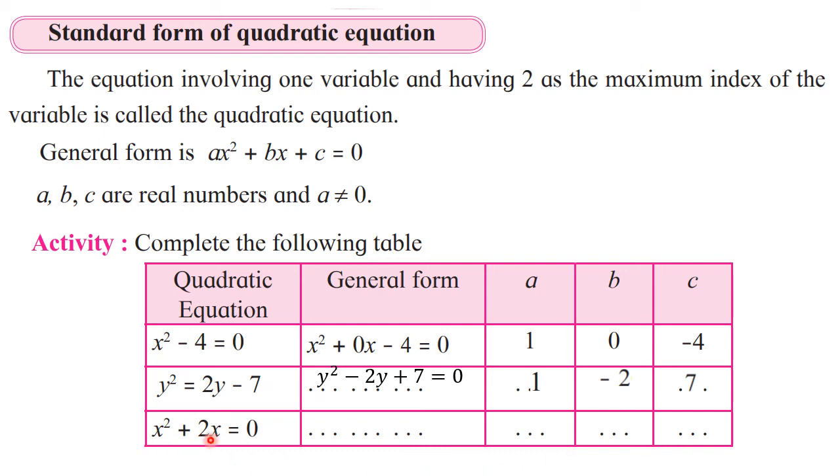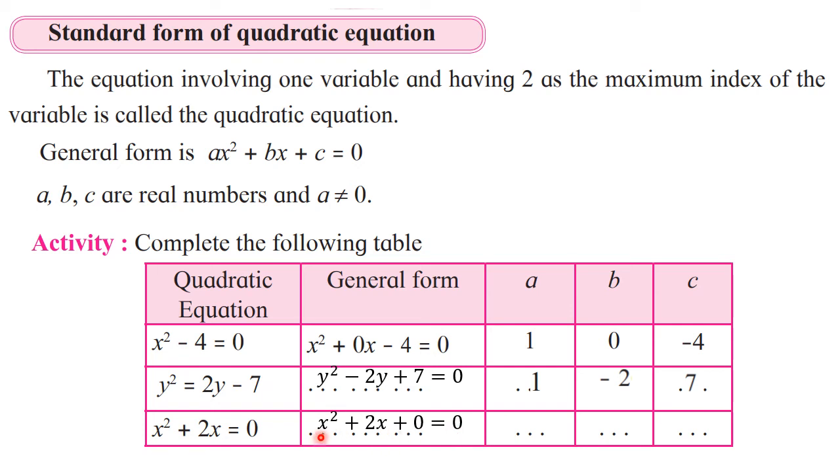Then third one, x square plus 2x is equal to 0. Now see, again here you can see that only two terms are there. The third constant term is missing. So that we will write as 0. So the equation will become x square plus 2x plus 0 is equal to 0.